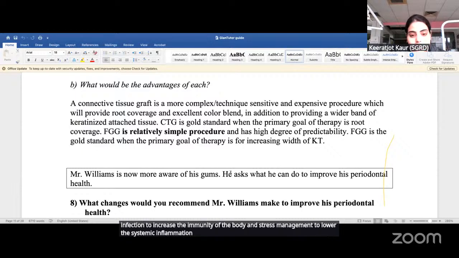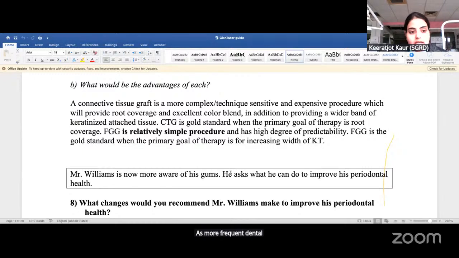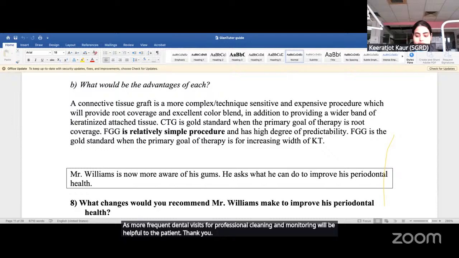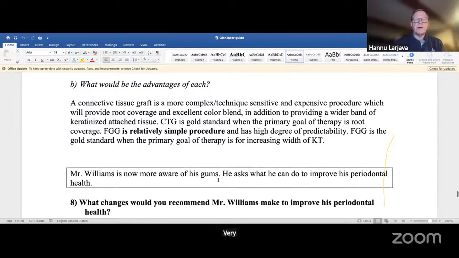And we can ask the patient to be regular with the follow-ups, as more frequent dental visits for professional cleaning and monitoring will be helpful to the patient. Thank you. Very good answer.